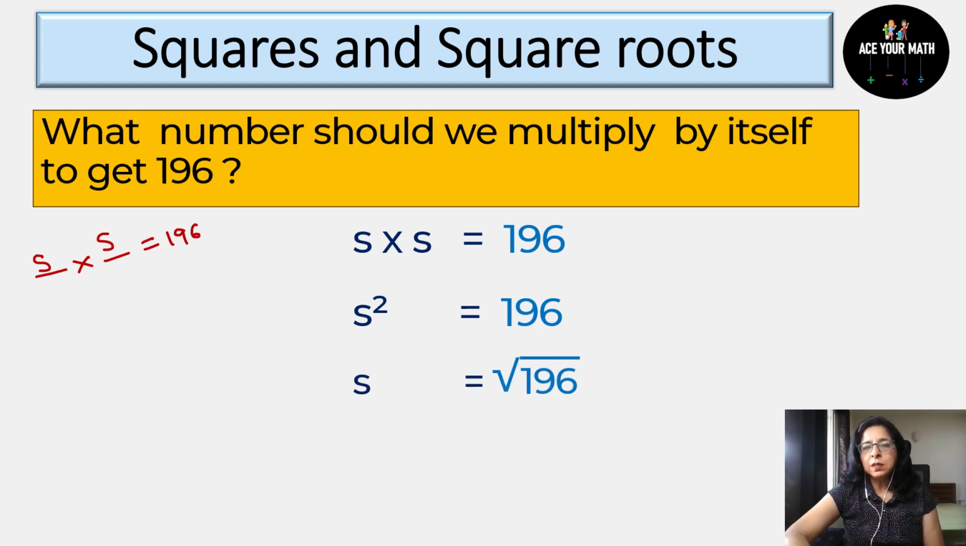Now you want to find S only, not S square. So how do you find S? It is the square root of 196, and the square root of 196 is 14, because when you multiply 14 by 14, it is 196. So S is nothing but 14.